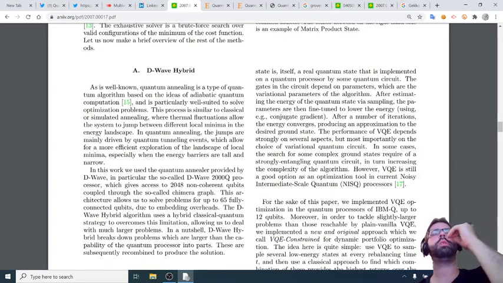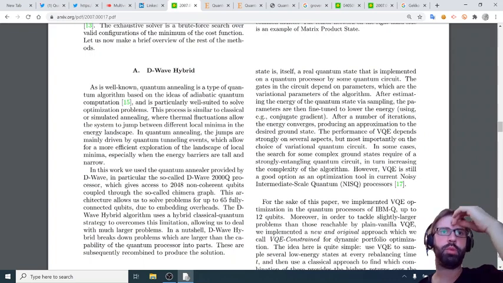As is well known, quantum annealing is a type of quantum algorithm based on the ideas of adiabatic quantum computation and is particularly well suited to solve optimization problems. This process is similar to classical simulated annealing, where thermal fluctuations, we know this, Johnson, Miller, and blah blah blah. And this is quantum annealing provided by D-Wave, in particular the so-called D-Wave 2000Q processor, which gives access to 2048 noncoherent qubits coupled through a so-called Chimera graph. This architecture allows us to solve problems for up to 65 fully connected qubits due to embedding overheads.